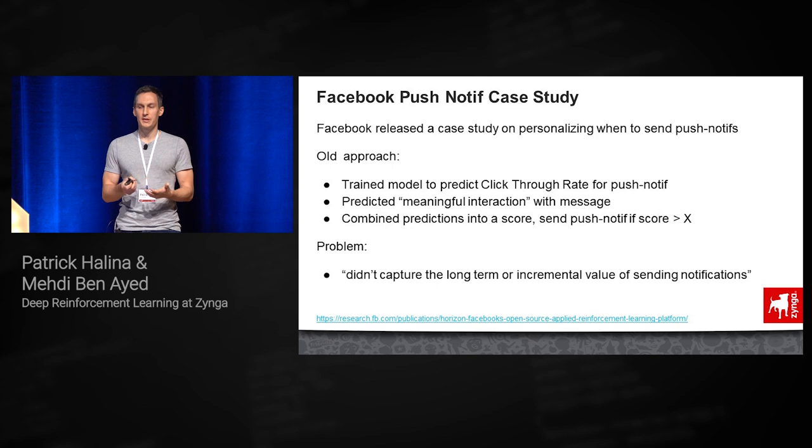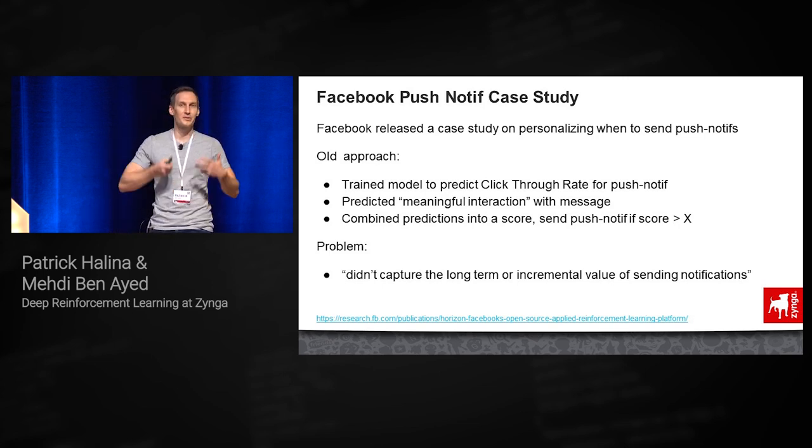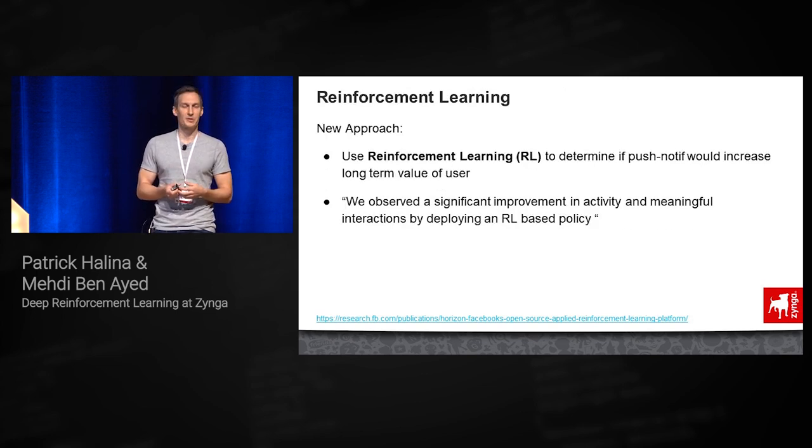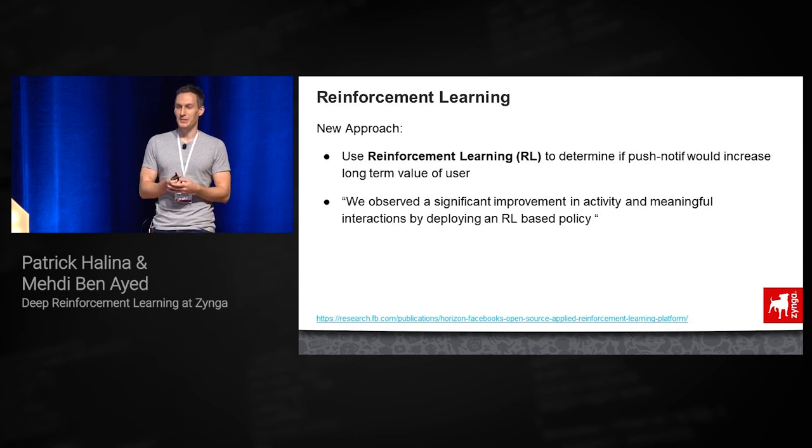And the issue that they found was that this might increase whether you'd click on this specific item, but they're not sure about the impact on your long-term engagement. Are you still going to be using this app in a week? Is this really going to help you engage with Facebook more in the long term? So in this case study, they spoke about using reinforcement learning. And the nice thing about reinforcement learning is that it focuses on that long-term reward. They found in this case study that they observed a significant improvement in activity and meaningful interactions by deploying an RL-based policy. And we wanted to follow up on that as well.